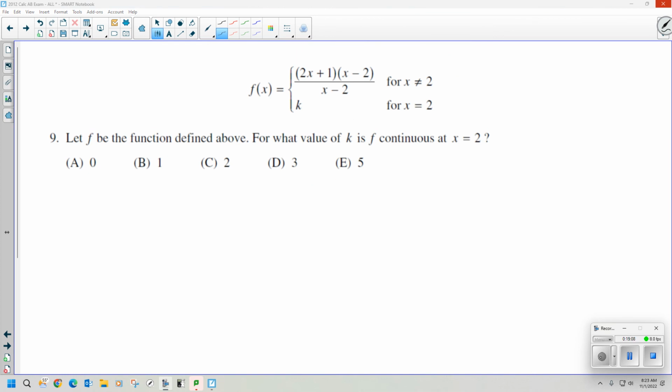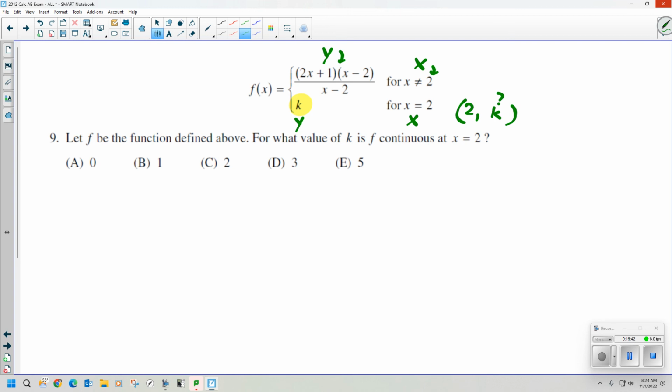You know, I like number 9. It's simple, but you really just should think about it clearly, and then it becomes simple. Let f be the function defined above. For what value of k is f continuous at x equals 2? All right, so you need to find a value here for k. Let's not forget, this is the y value when this is the x value. So when x is 2, what's my k here? When x is not 2, anything else, I'm using this to find the y value.